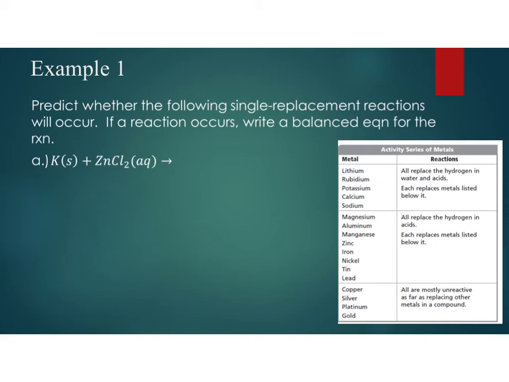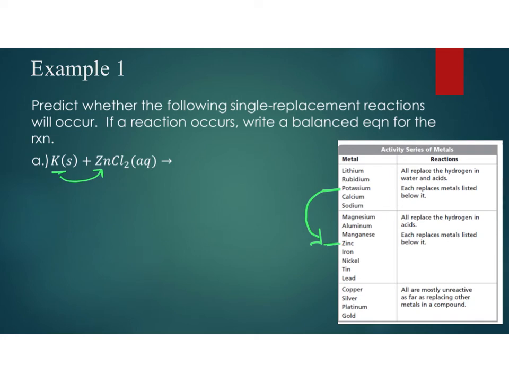If it occurs, we're going to write a balanced equation for the reaction. So in this case, I have potassium plus zinc chloride. So here I have a metal, and that means that we have to look and see if it will replace this other metal. So if I come over here and I find potassium on my list, potassium is right here, and it's going to try to replace zinc, which is down here. So potassium can go ahead and replace zinc, okay, because zinc falls below potassium.